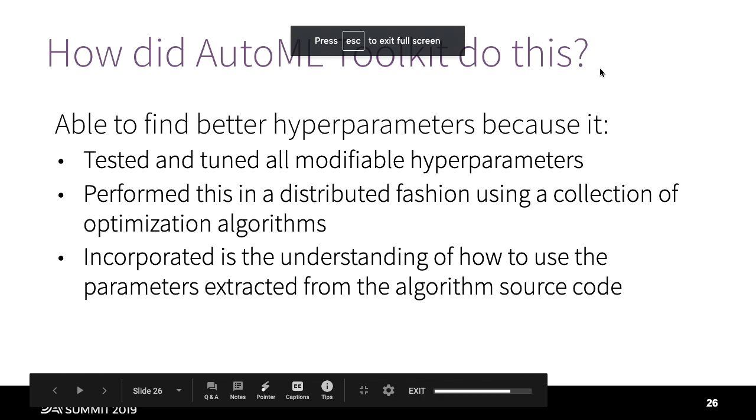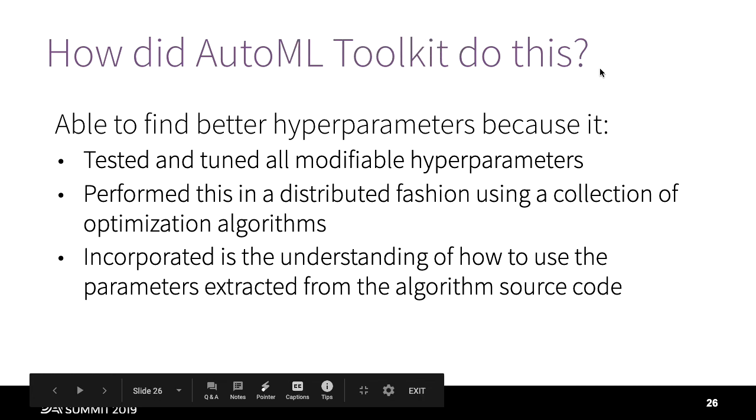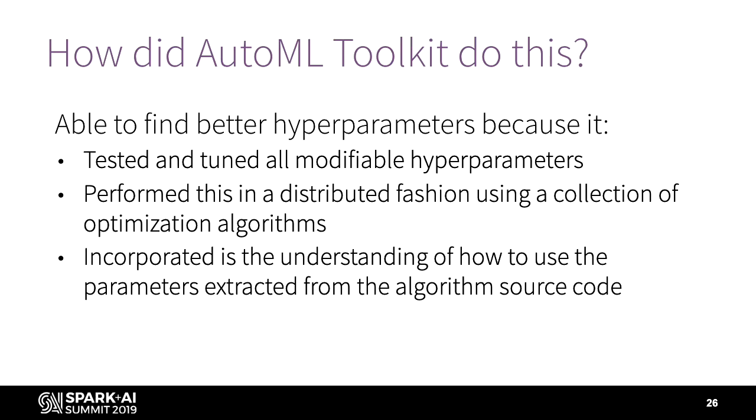So if we think about the process comparing the AutoML Toolkit to a handmade XGBoost model, how did AutoML do this better? It did in three main ways, right? We were able to test and tune all modifiable hyperparameters. Whether you set those in the configs or use the defaults, it goes ahead and runs that all for you. It runs on Spark, right? So it's performing this in a distributed manner using a collection of optimization algorithms, especially on Databricks. You'll get some great performance. And then when it's hyperparameter tuning, it incorporates an understanding of how the parameters were extracted from the algorithm before. So it uses a genetic algorithm of parents and futures to better tune your hyperparameters.